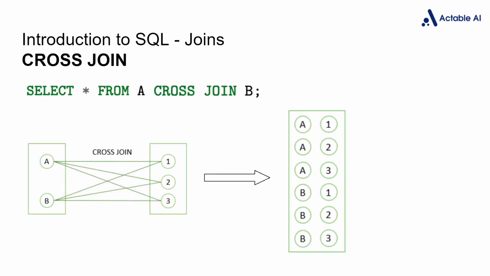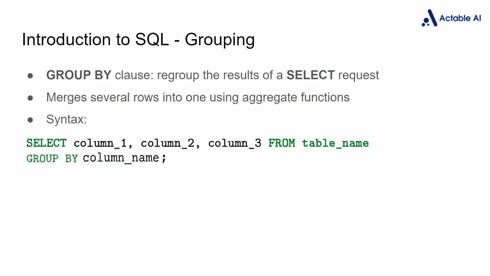And finally, we have the cross join, a little bit less used, but quite important as well. The cross join is just a Cartesian product again. Here in the schema, we have on the left hand side the table A with A and B inside, and we have the table B with 1, 2, 3 inside. And the cross join will give us all the possibilities basically. So A1, A2, A3, B1, B2, B3, etc. So yeah, this is for the joins. And we'll continue with the group by now, just before going to the tests.